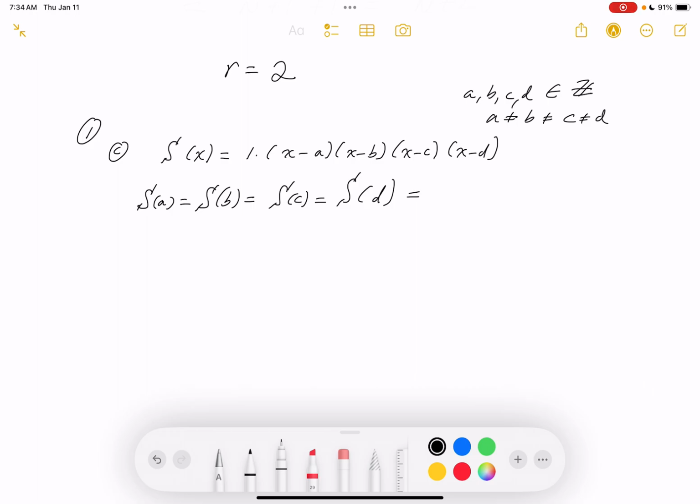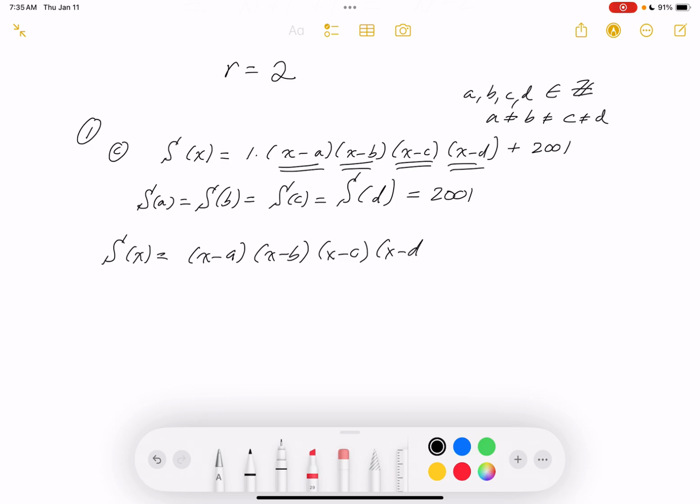But they say they should evaluate to 2001. So let me write this down over here. For that to be the case, if you plug in S of a, it's got to be 2001. And what I know about this is, if you plug it in, this would become 0. If you plug in b, this becomes 0, this becomes 0, that becomes 0 when you plug in the a, b, c, and d. So you get 2001. So I know my fourth degree polynomial now: S of x is equal to (x minus a)(x minus b)(x minus c)(x minus d) plus 2001.